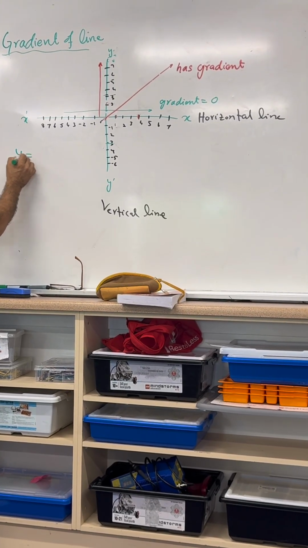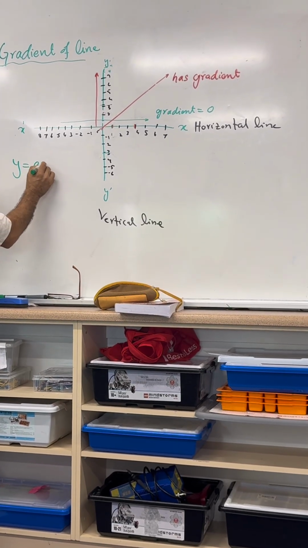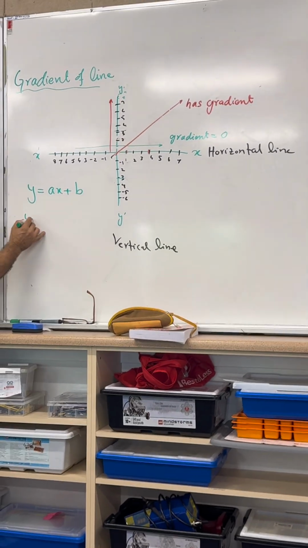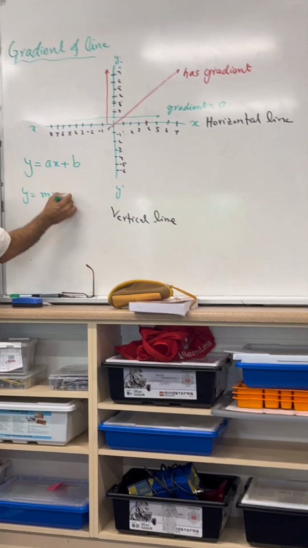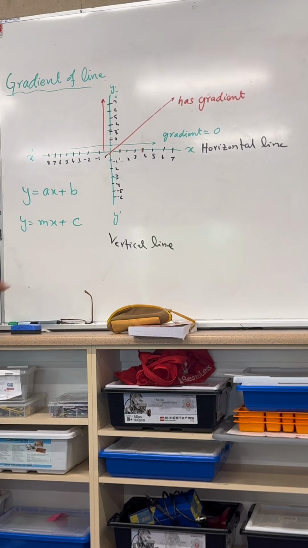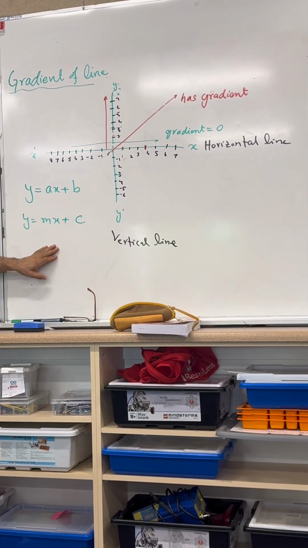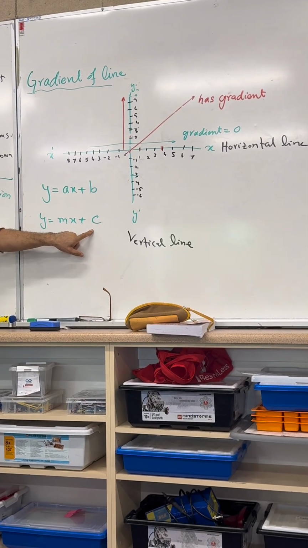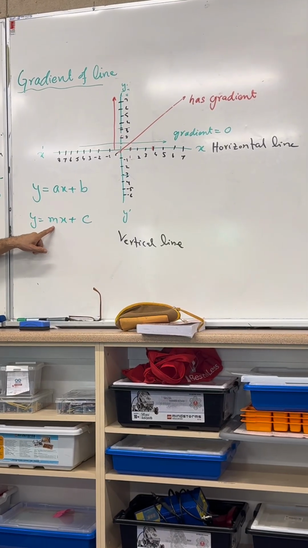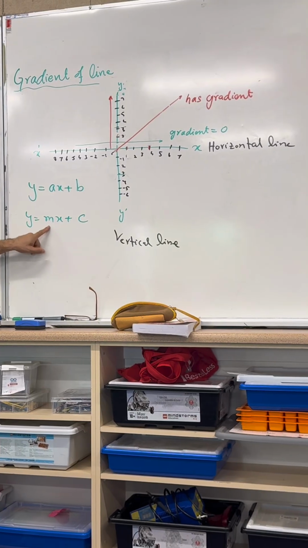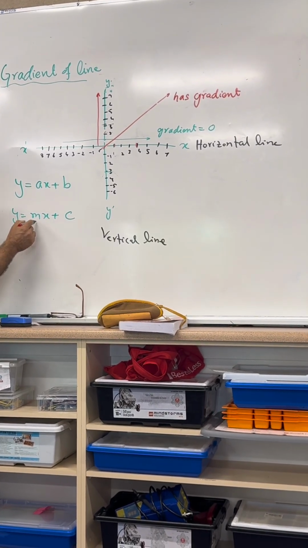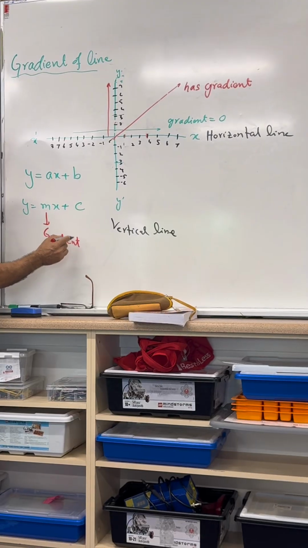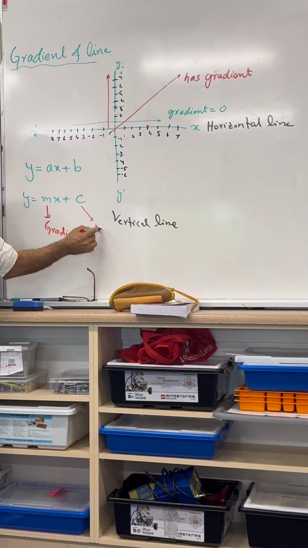For a straight line, we have a general formula: y is equal to ax plus b. Some books write y is equal to mx plus c. There's no difference between these two equations. The only difference is that they changed a to m and b to c. Now this m is called the gradient. Anything attached to x is called the gradient. And this is called the intercept.